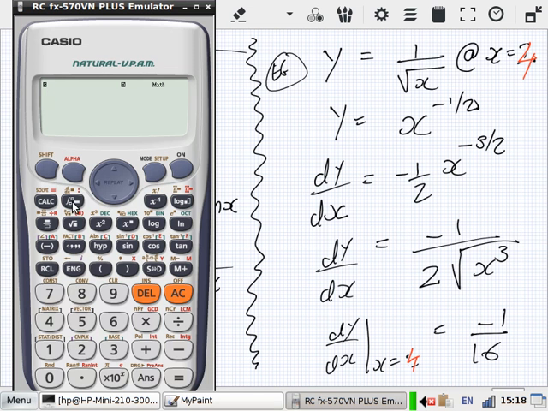Shift derivative. The x here is 4, and I want the derivative, the slope of the tangent of 1 over root x. Wasn't that the original question? So I should get minus 1 over 16. Now, it gives it to me as a decimal, but I'm sure that's it. So, this is good. In the exam, you can check if you got the right answer. It's very convenient.